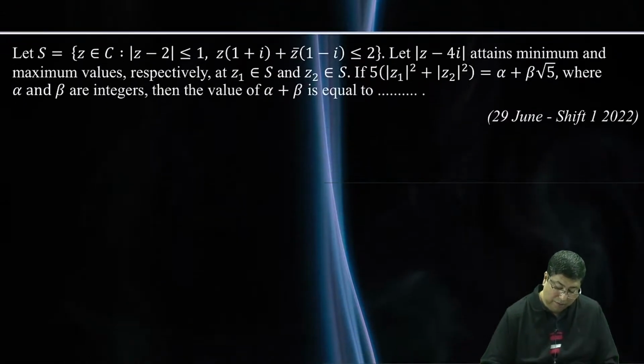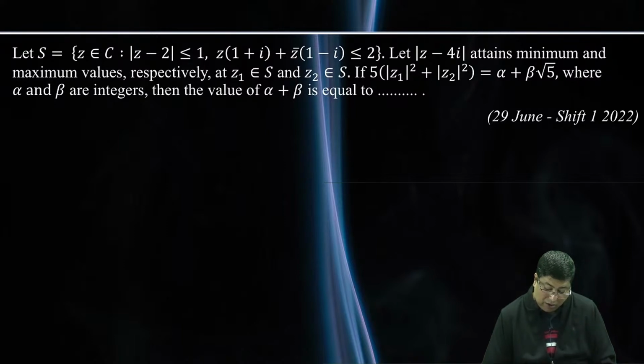Let us go to the next sum. Let S equal to the set of z where mod of z minus 2 is less than or equal to 1, and z into 1 plus i plus z bar into 1 minus i is less than or equal to 2. So one is the circle and one is the straight line. You have to identify this by seeing it.